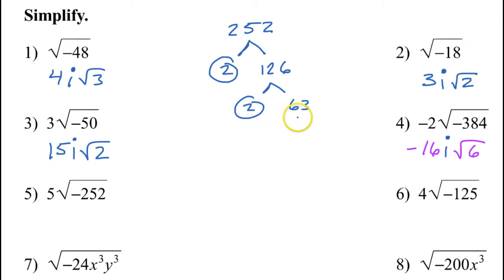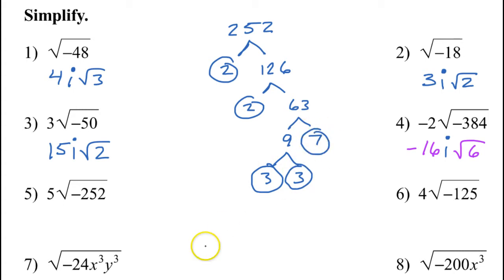2 is a prime number. Now, 63 is going to be 9 times 7. And then 9 is going to be 3 times 3. And then all of these are prime numbers: 3, 3, and 7. That means the prime factorization is going to be 2 times 2 times 3 times 3 times 7. That's the prime factorization for 252.